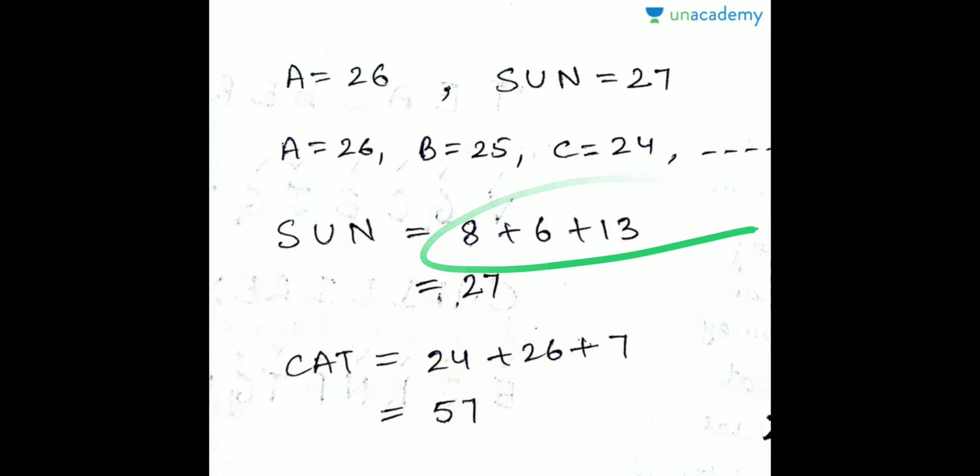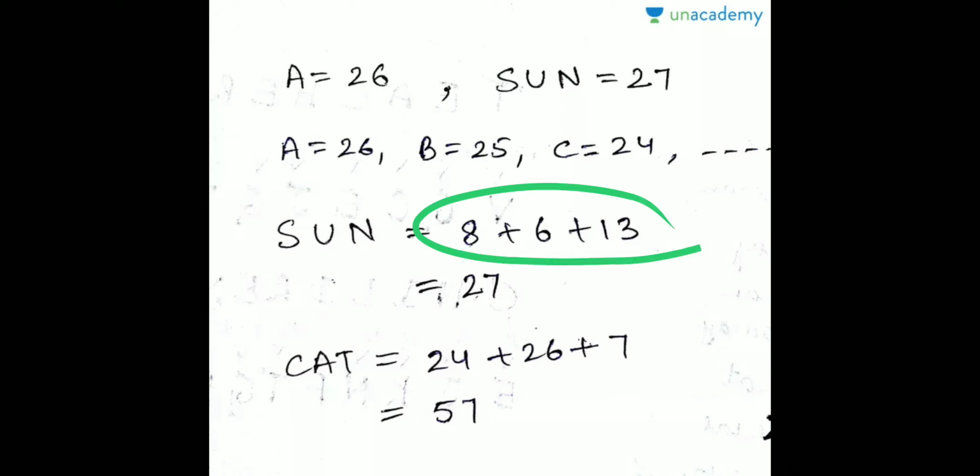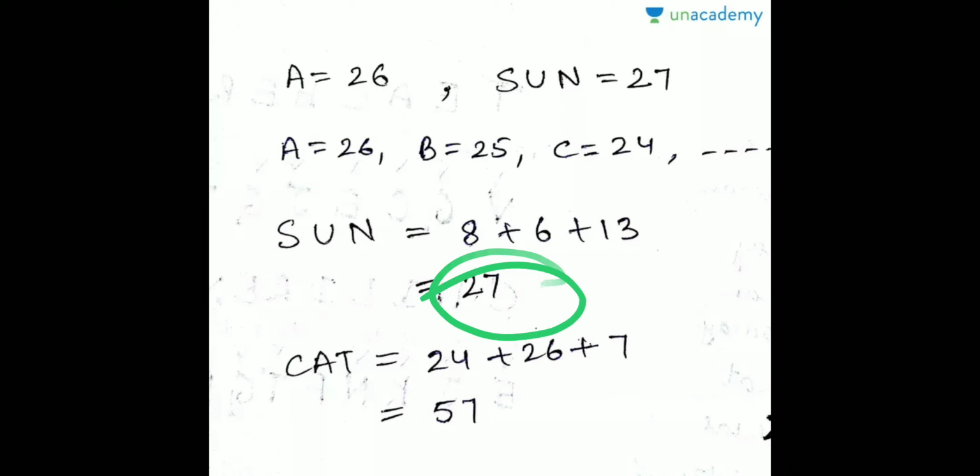Okay, when you arrange all the alphabets A, B, C, D according to the same pattern, you do -1, -1, -1, and you will get these numbers. I mean to say that for S the position will be 8, for U it will be 6, and for N the value is 13. When you arrange all the alphabets according to this pattern, after adding all these you get 27 like this.